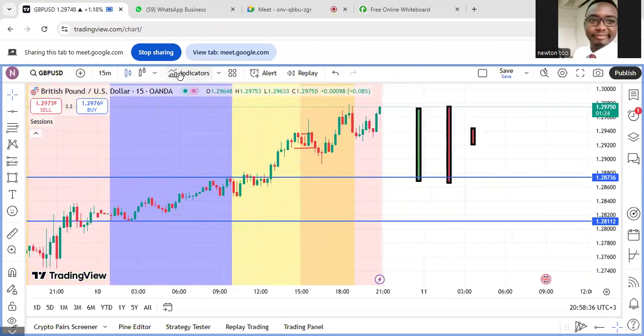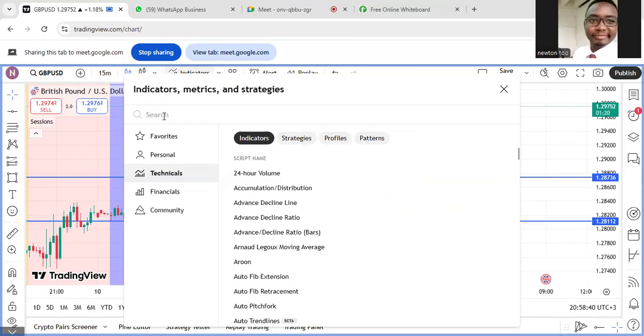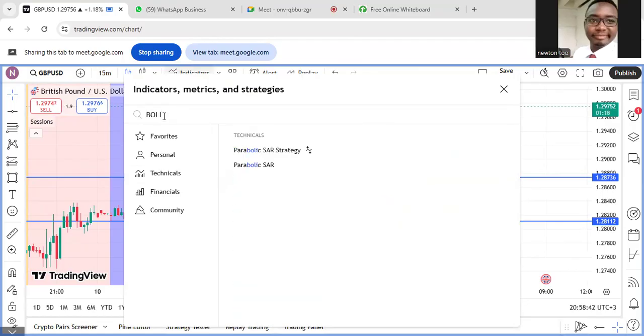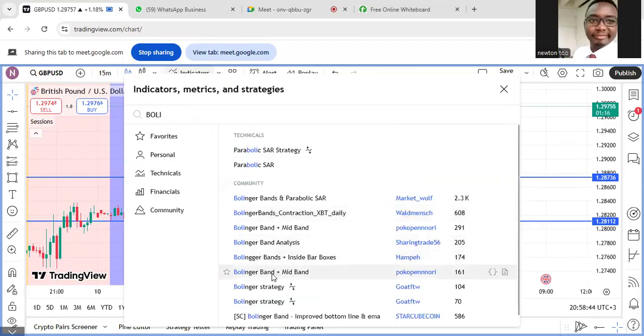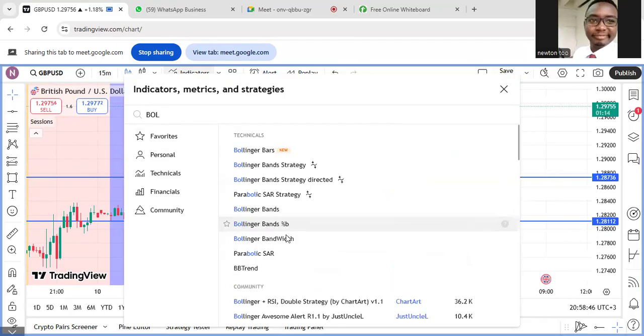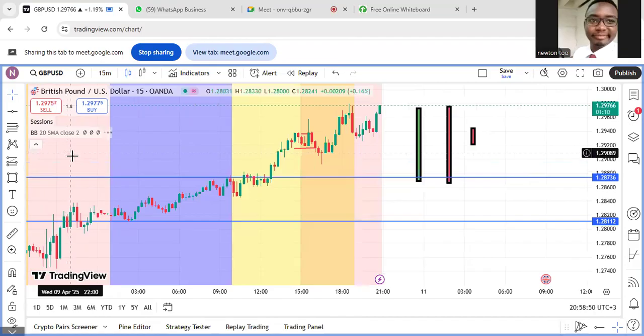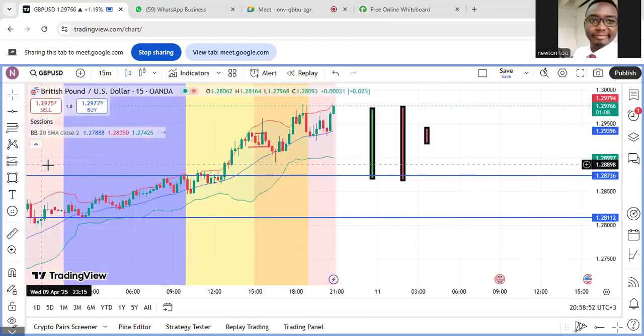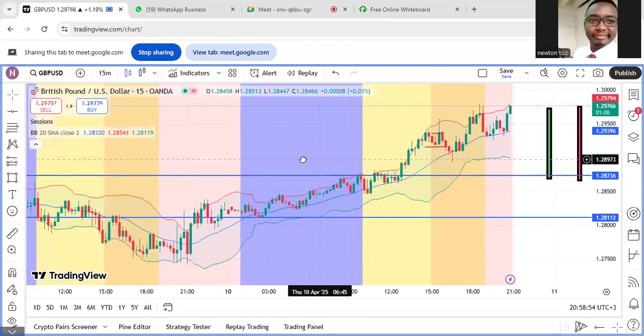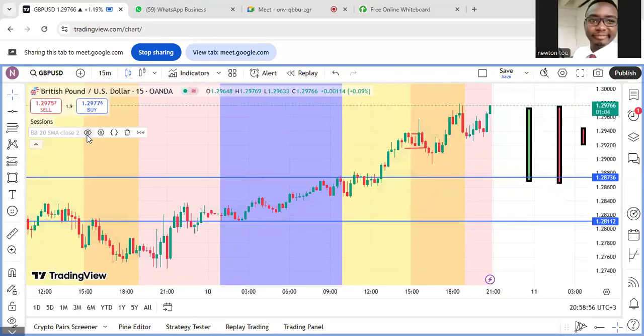Let me put the Bollinger Band on again here, so that you can have at least a reference. I don't know what's happening, it's not loading. Yeah, so that one is the Bollinger Band. Let me hide it.